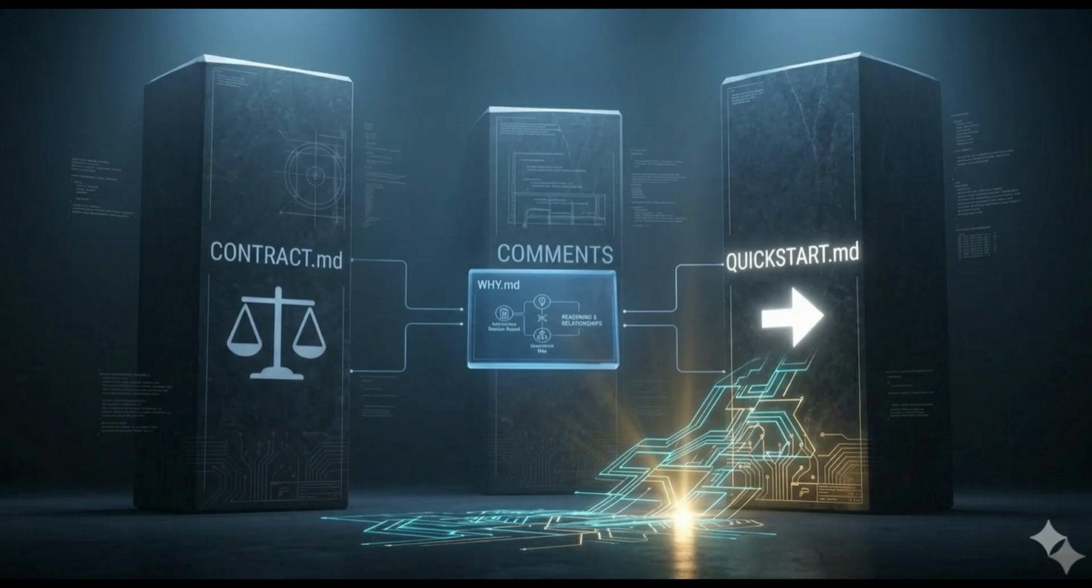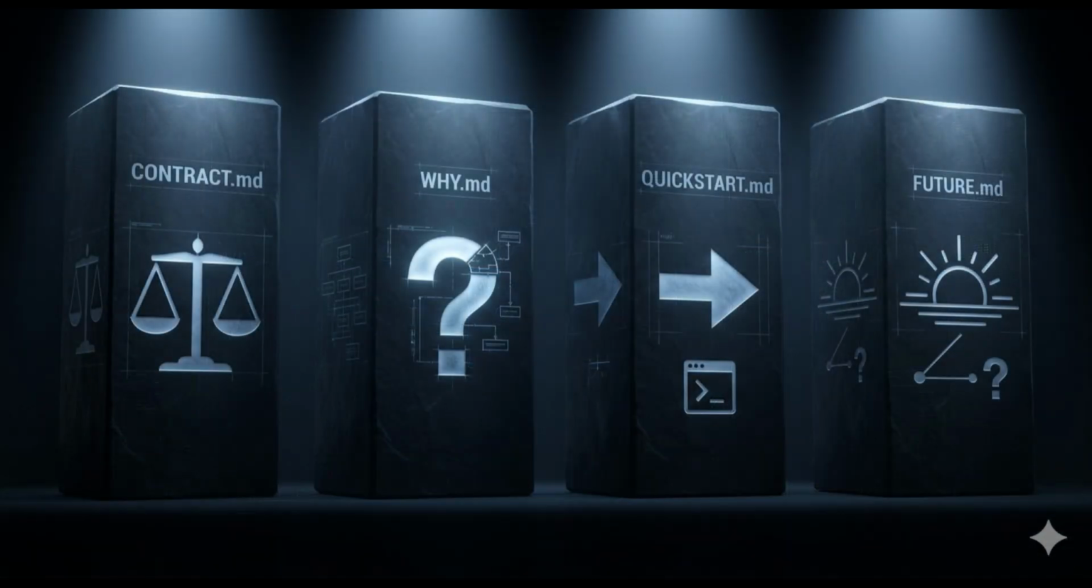In a future episode, we'll go deeper into why.md, the file that captures the reasoning behind your architecture, and then future.md, where you give agents a safe, explicit view of what's coming next. For now, your job is simple. Write the map that reflects the reality of your system today and keep it honest.